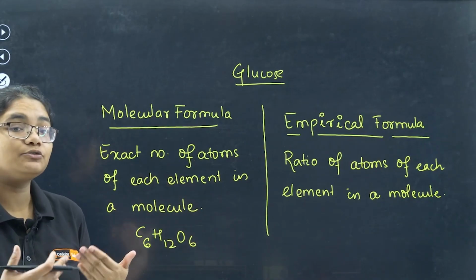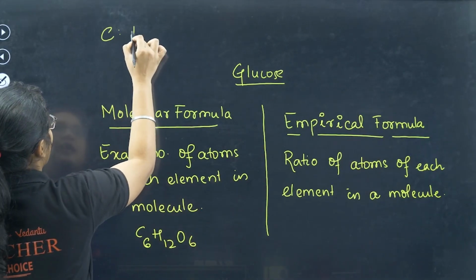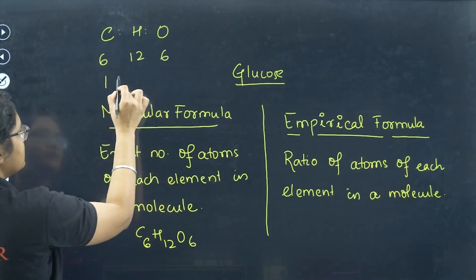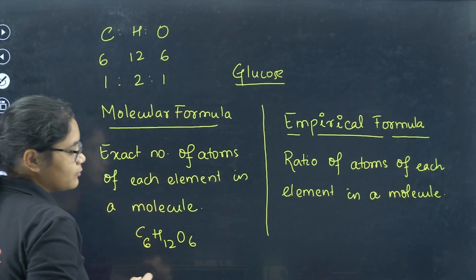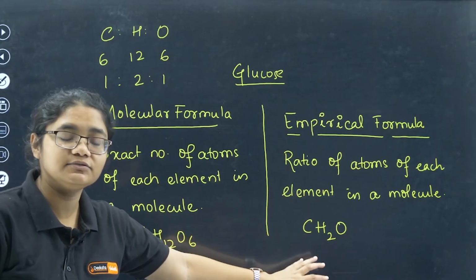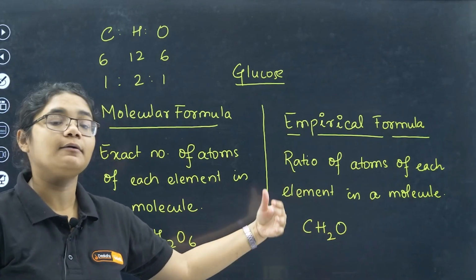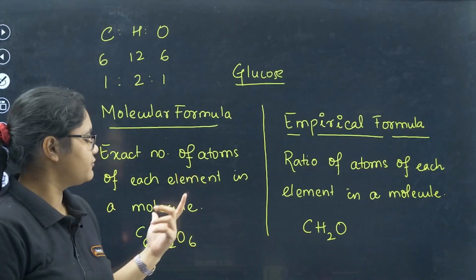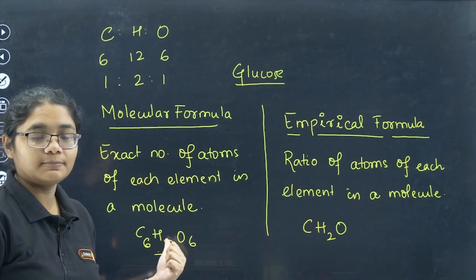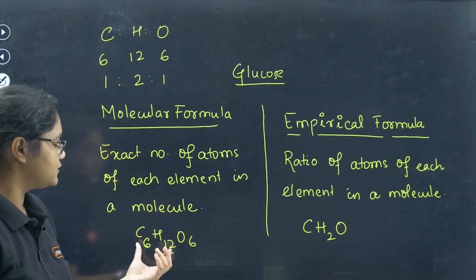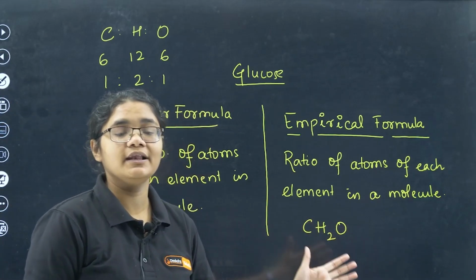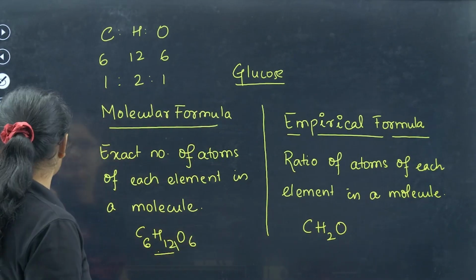Now empirical formula tells you the ratio. So if I write carbon, hydrogen, oxygen, 6 carbons, 12 hydrogen, 6 oxygen, what is the ratio of this one? 1:2:1. So the empirical formula will be CH2O, which tells you the ratio of the atoms present in the compound. I hope you got the difference. So if molecular formula is given and you have to find the empirical formula, if there is any number by which all of them can be divided, just divide it and find the simplest ratio possible between the atoms. Okay, now let's go back to our question.